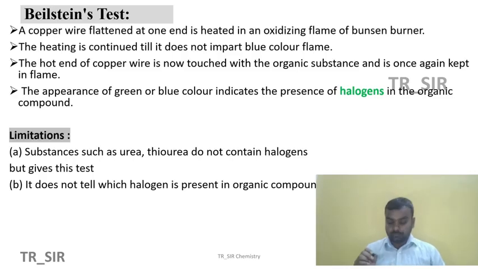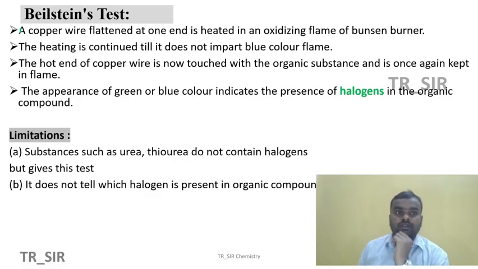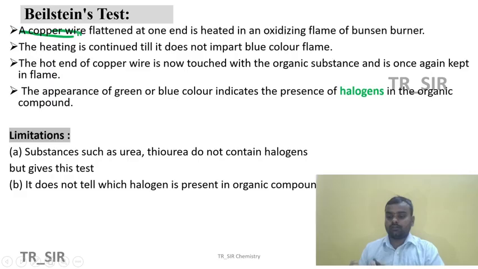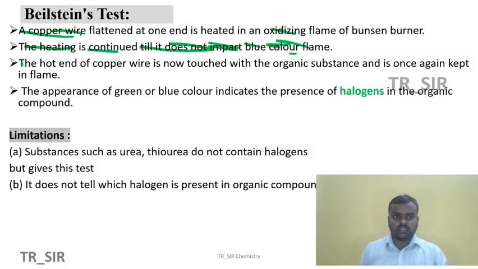Now, Beilstein test. Beilstein test is another test for halogens. So you can see here. First, a copper wire is taken, right? If you take this kind of copper wire, at this end of the copper wire, we have to make it a kind of spoon shape. After making that, we have to take it into the oxidizing flame of the Bunsen burner. The heating is continued till it does not impart the blue color to the flame. You have to heat until it does not impart the blue color.